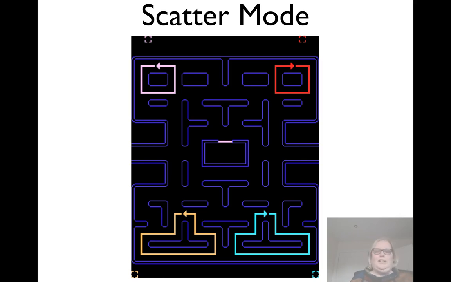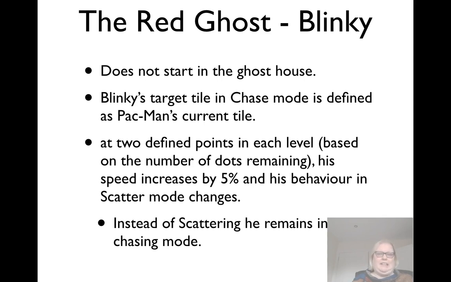So let's look now and think about what each ghost actually does in chase mode. So the red ghost, Blinky, does not start in the ghost house. Blinky's target tile in chase mode is defined as Pac-Man's current tile. So what it's trying to do is directly reach Pac-Man. So if it's got a change of direction to make, if it's at a junction, it will go in whichever direction Pac-Man is.